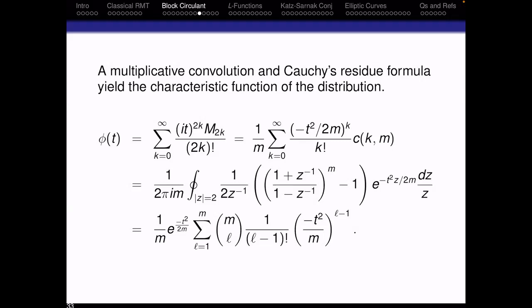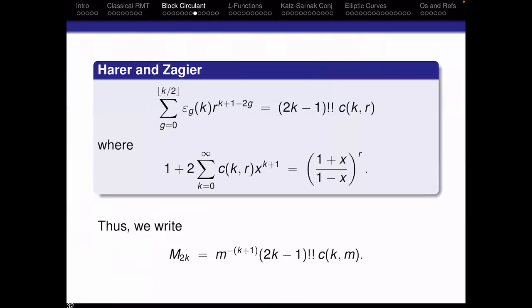When you look at this expression, do you think that this sum is going to converge? So we have i t to the 2k, the 2kth moment, divided by 2k factorial. And just to look at what's going on, the 2kth moment is m to the negative (k plus 1), (2k minus 1) double factorial, c_{k,m}. Sorry, m is the degree of periodicity. 2k is the number of points we're looking at. M is the degree of periodicity. So we have to divide this by k factorial and multiply by t to the k. Do we think this is going to converge?